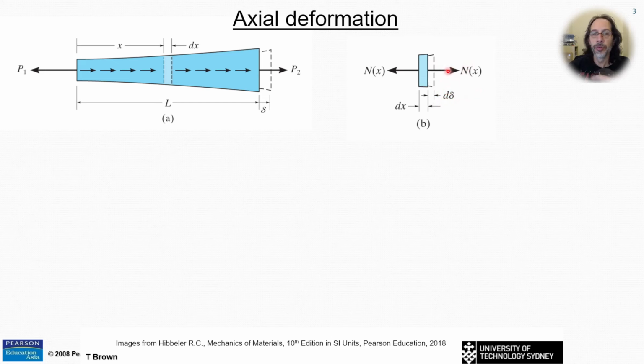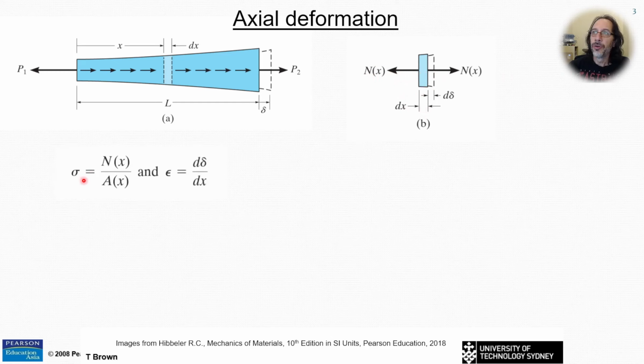Here N are our internal normal forces. At this section, somewhere along the length of the bar or rod, we have internal normal force N(x), and by convention, outwards is positive, or pulling out from the surface is positive, or the element being in tension is positive. So that's what we have for our element.